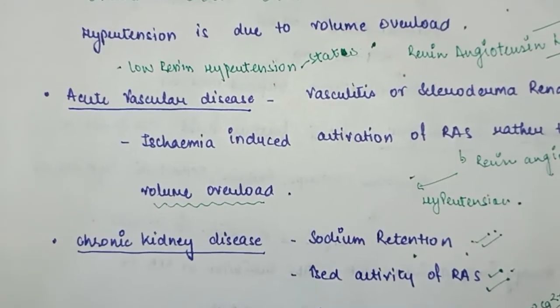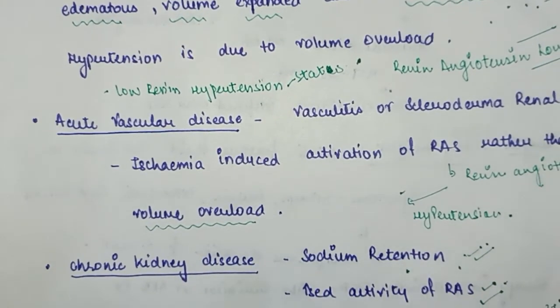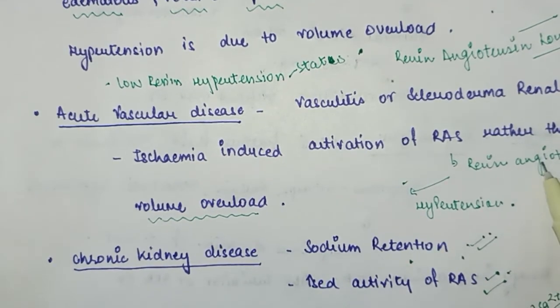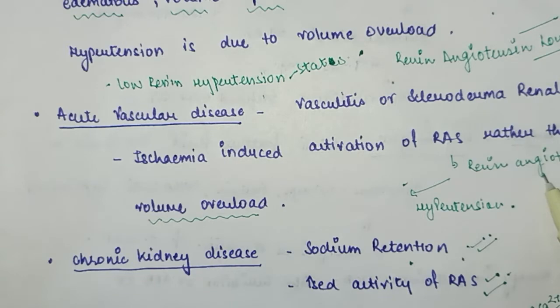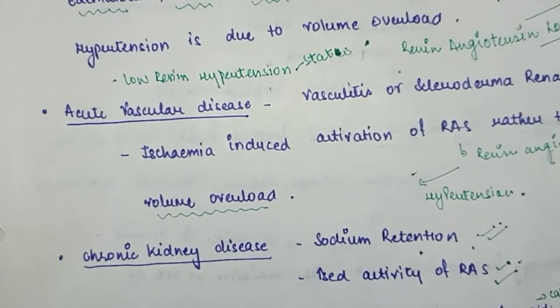So this is all about the pathogenesis of renal hypertension. In acute glomerular diseases, hypertension is due to volume overload or edematous state due to sodium retention. In acute vascular diseases, RAS mainly is the culprit. The renin-angiotensin system is responsible for hypertension. In CKD patients, there are multiple mechanisms for hypertension. So this is all about the pathogenesis.